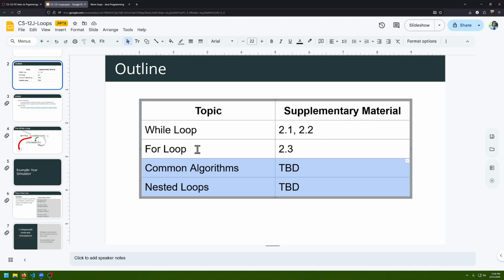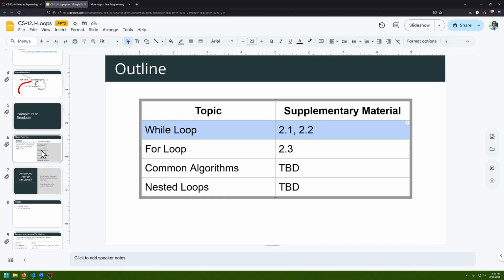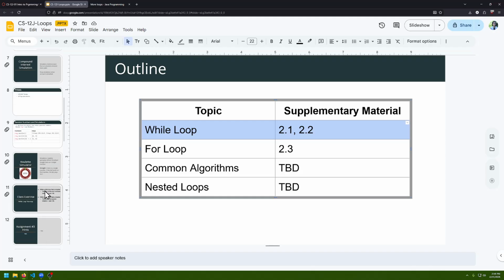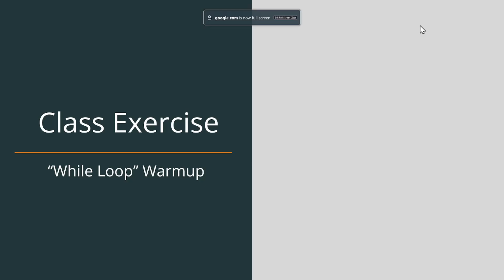All right, but anyways, let's start off with a while loop warm-up. Last class we talked about the while loop. We went through 3 different types of them. Let's do a quick warm-up. So the class exercise here is to see if you can write a loop that makes a number bigger, pretty much. Let's take 5 to 10, 15 minutes to do this.